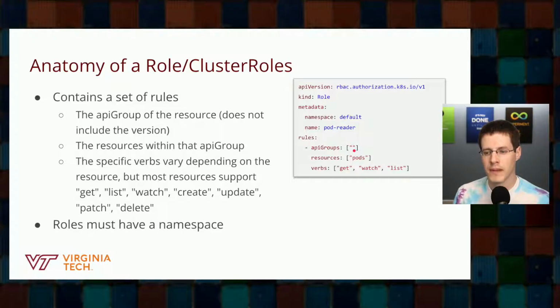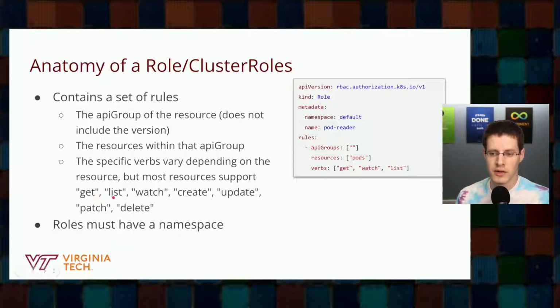Then we list out the resources within that API group. So if I wanted deployments and replica sets, for example, I would have the API group as apps, and then the resources would be deployments and replica sets. And then the verbs can vary a little bit depending on the resource, but these are pretty common ones that are available in all of them.